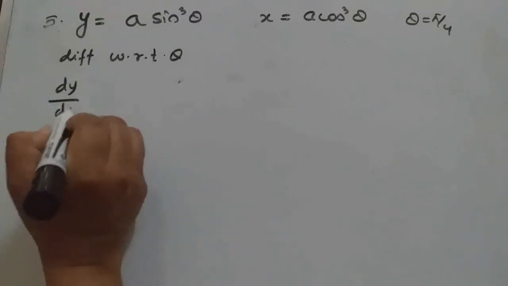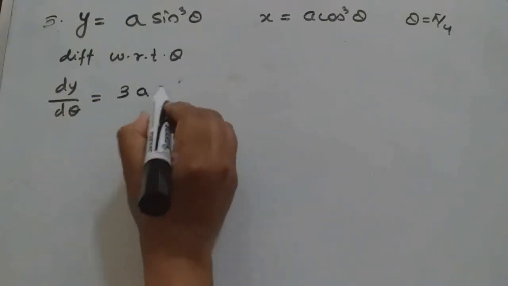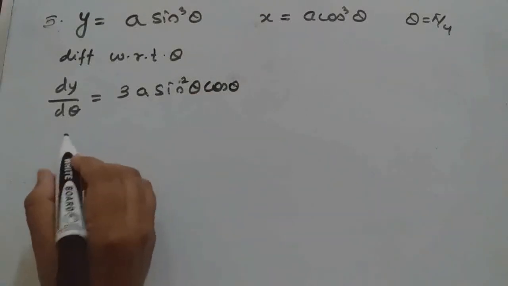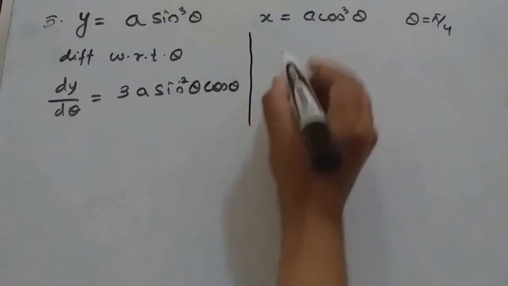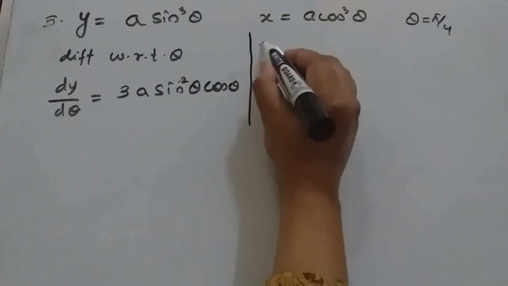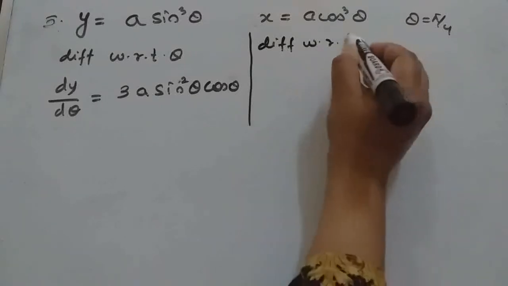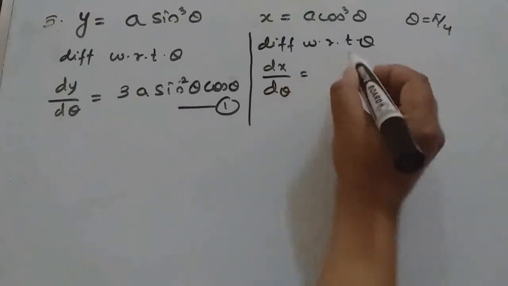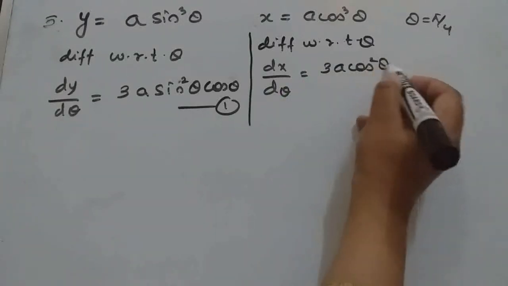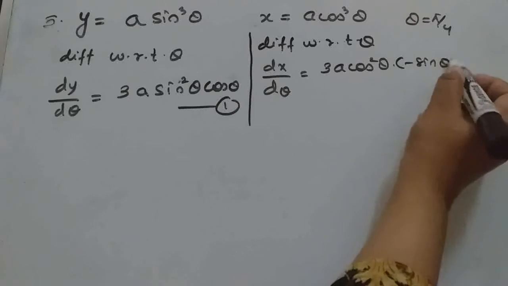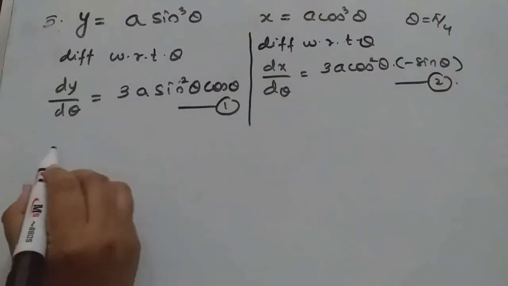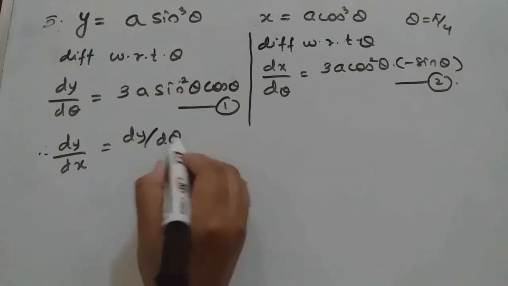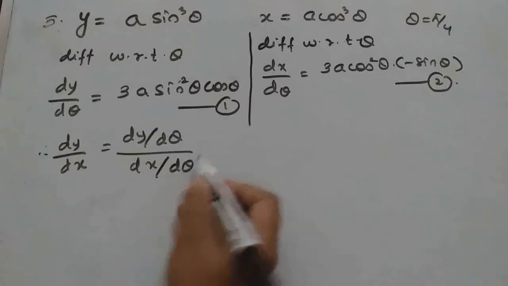So dy by d theta will be 3a sine square theta, then the derivative of sine theta is cos theta. And then x is a cos cube theta, so therefore differentiate with respect to theta. So dx by d theta will be 3a cos square theta, the derivative of cos is minus sine. So now therefore dy by dx is dy by d theta divided by dx by d theta.